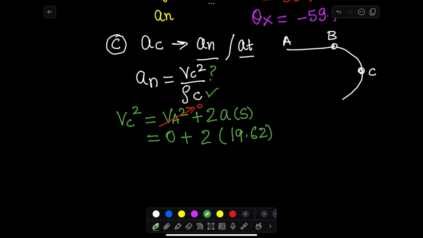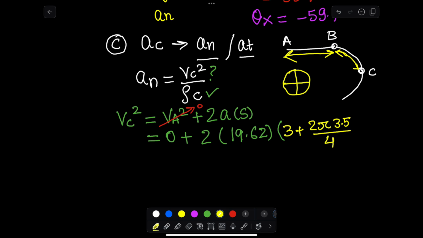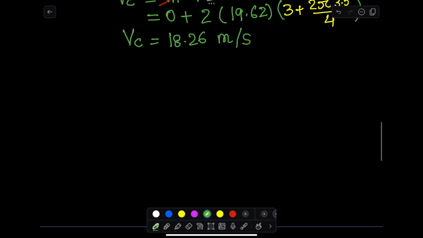So we will put in the value for the acceleration and the distance. Here the distance from A to B is 3 meter and B to C is a curvilinear path. It means that we have to take one fourth of the circumference. So I will write 2 pi r, here 3.5, divided by 4, because this is a quarter of the perimeter or circumference. Now the velocity at the point C is 18.26 meter per second.